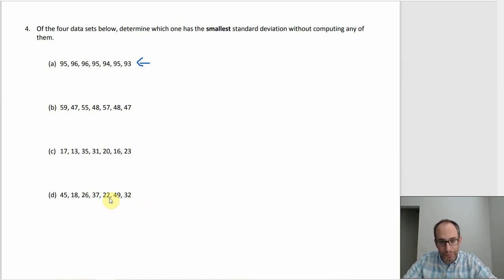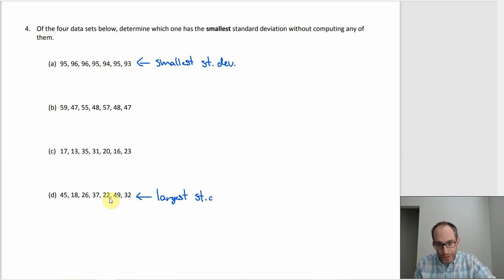So that's the smallest standard deviation, since those numbers are really bunched up. They're all within 3 of each other. In the biggest, even though we're not asked for it, if we had to pick that one out, it's clearly the last one. That's got more spread than either of these two. So this one is the largest standard deviation. And actually, these go in order.